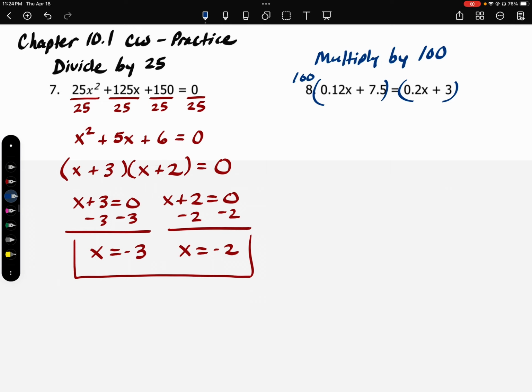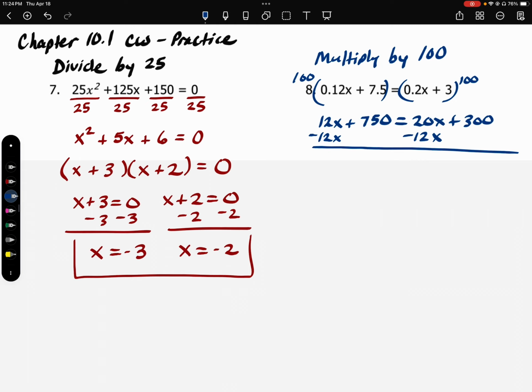So let's go ahead and do that with our equations and see what it looks like. Multiply times 100, times 100. So I'm going to get 12x plus 750 is going to equal 20x plus 300. All right, that doesn't look too bad. So let's go ahead and get our x's together. I'm going to subtract 12x from each side. So 750 equals 8x plus 300. Let's subtract 300 from each side.